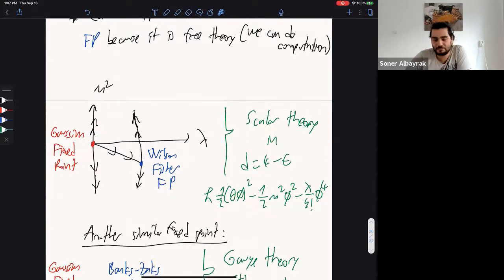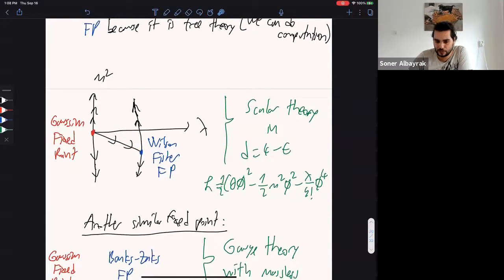Now, if d is, let's say, 3, then this is too far away, we don't know how to do the computation. But we say, okay, let's start with 4 minus epsilon, where this fixed point is very close to the Gaussian fixed point. So we can work with the Gaussian fixed point information to poke around this fixed point. Then at the end, we take epsilon to 1. This is called epsilon expansion.